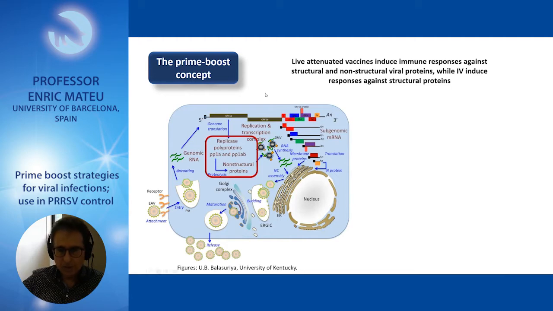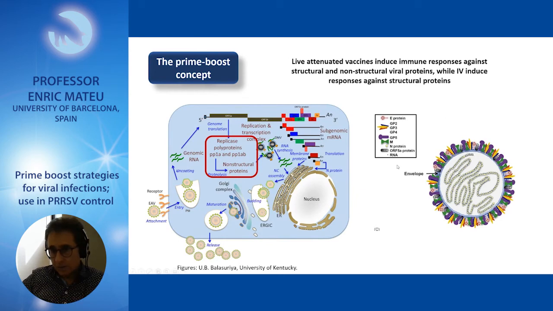As a result, during this replication, inside the cytoplasm of the cell, we can find several polyproteins against which the immune system will develop an immune response. Beyond that, the immune system will also recognize the structural proteins, and that will lead to a wide panel of antigens recognized after the infection or eventually a vaccination.